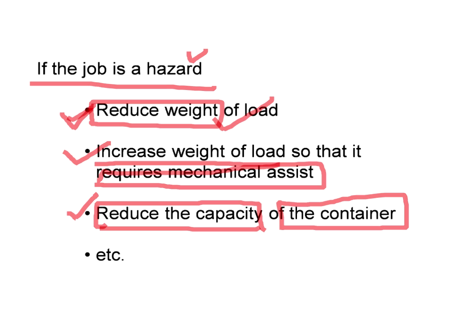Number 1, try to reduce the weight. If reducing weight is difficult, use mechanical assistance, use some equipment to lift it. Number 2, increase the weight of the load, but you use mechanical equipment to lift that. Okay, don't make the man lift. Next, reduce the capacity of the container. Okay, don't overload the containers. That is also another factor to be considered to reduce the job hazards. If the job is dangerous, you can take these 3 steps.